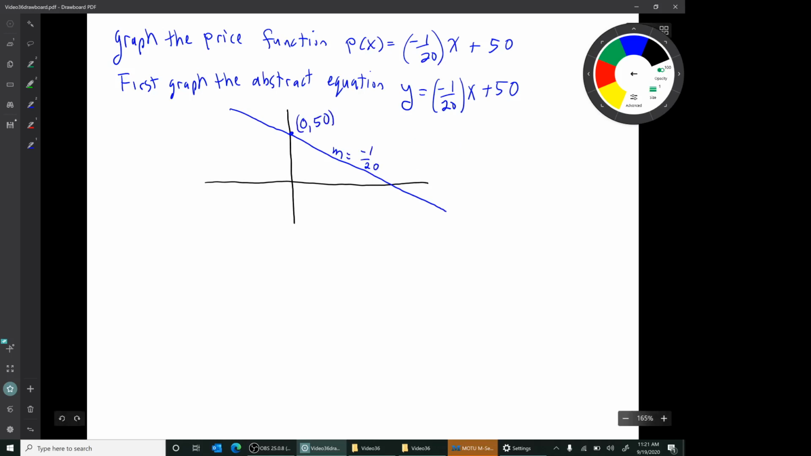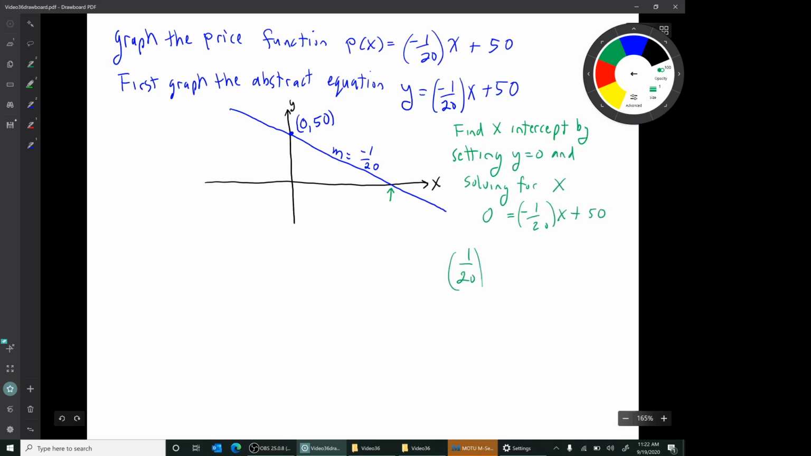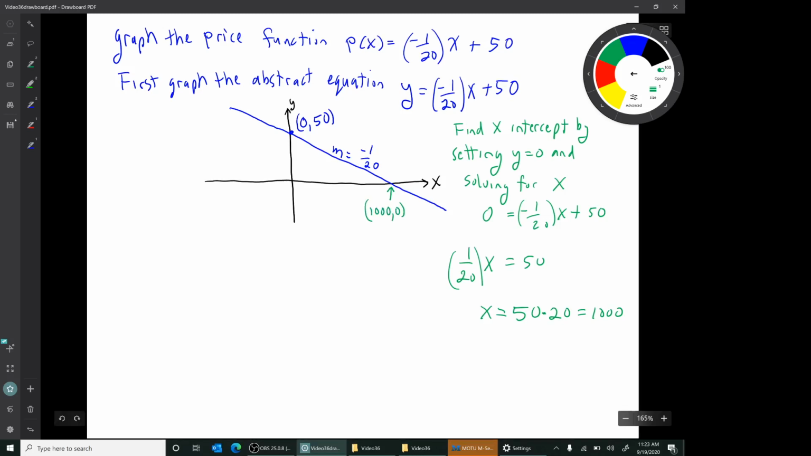Now let's try to figure out this x-intercept. To find the x-intercept, we set y equal to 0 and solve for x. So the x-intercept is at (1000, 0). So the abstract equation, y = -1/20 x + 50, has a domain that's all real numbers.